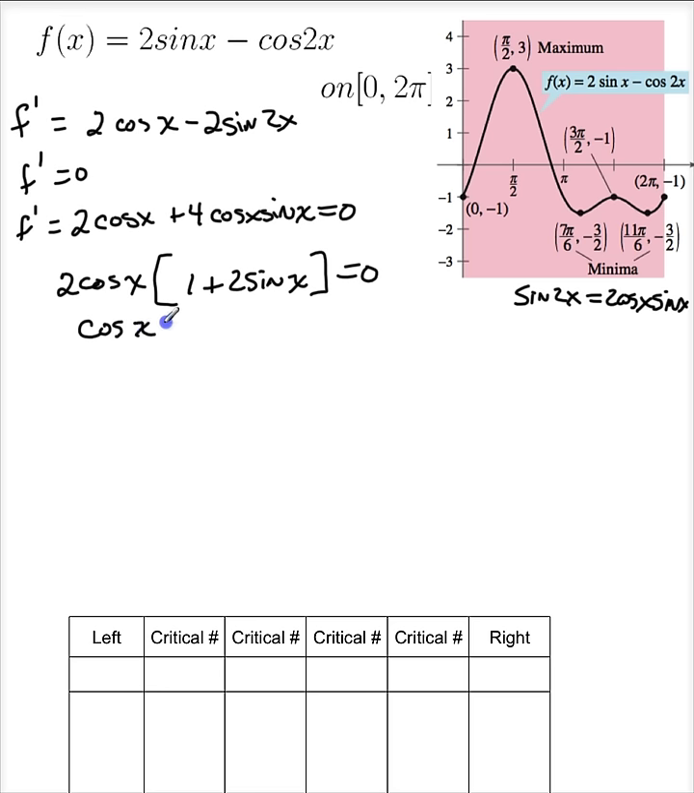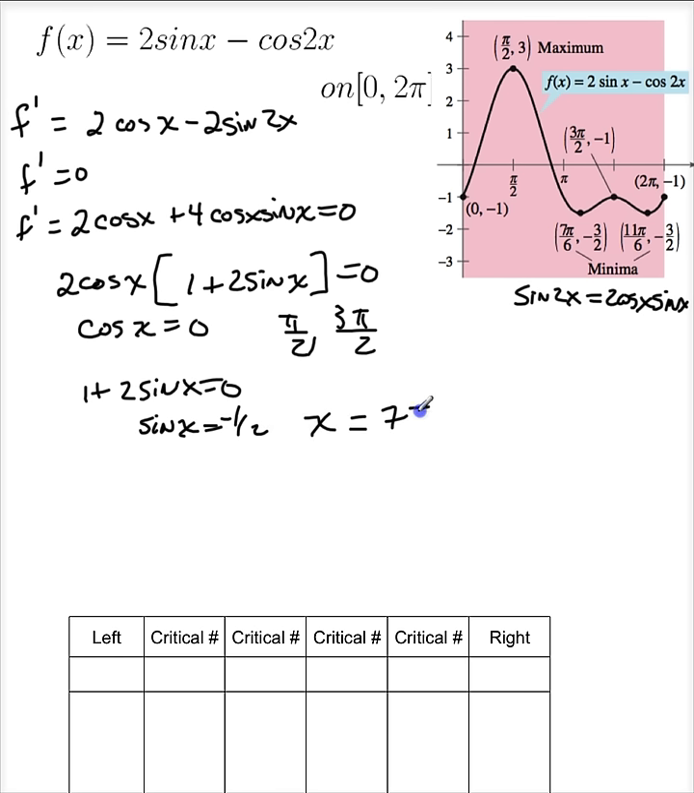Cosine of x equals 0 at pi over 2, and I've forgotten 3 pi over 2. And 1 minus 2 sine of x equals 0 when sine of x is 1/2. So when x is equal to pi over 6 and 5 pi over 6. So these are kind of ugly looking, but that's okay.